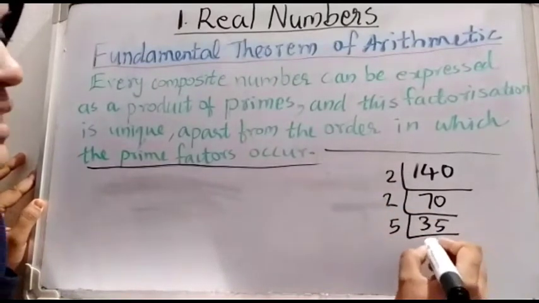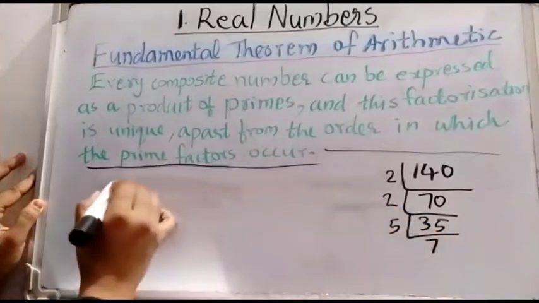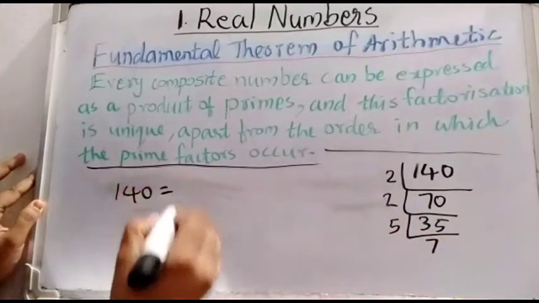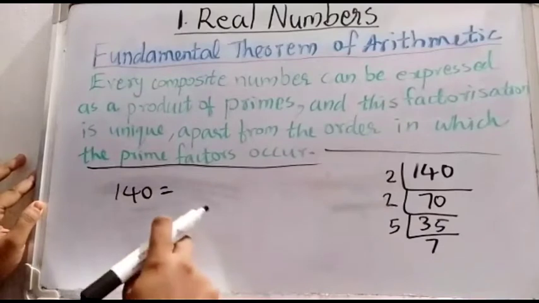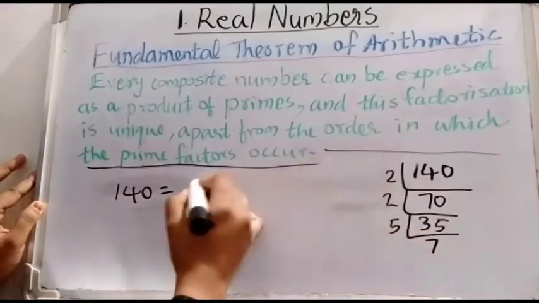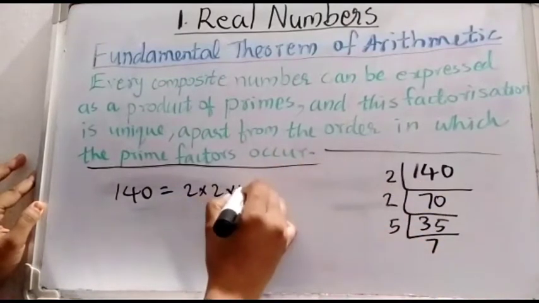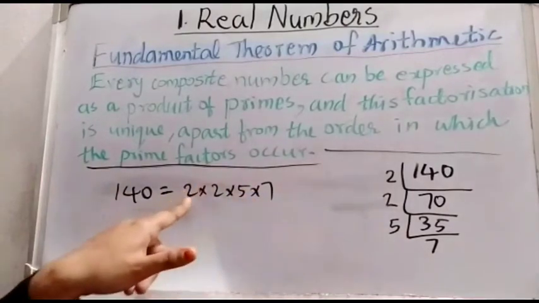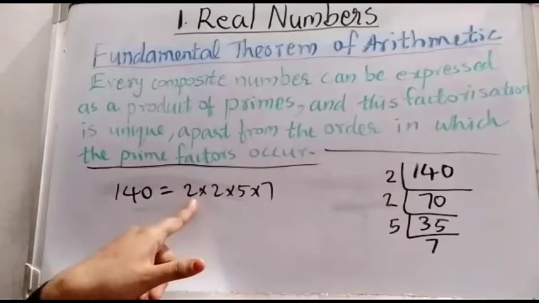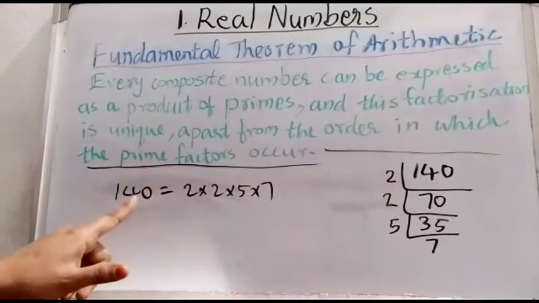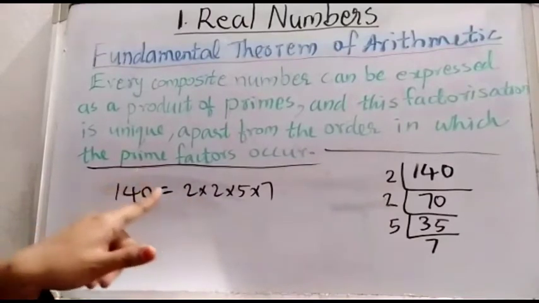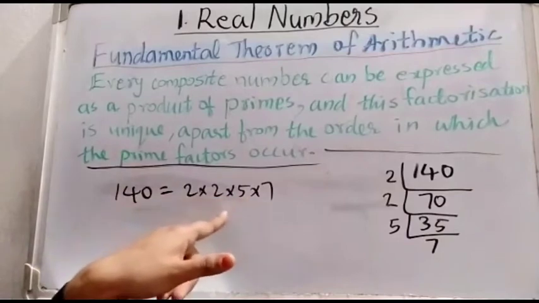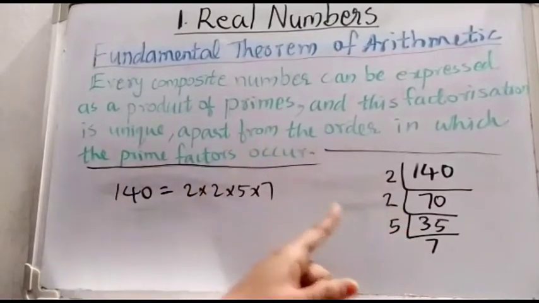5, then 7. So 140 is a composite number, and we can express this 140 as the product of its primes: 2 into 2 into 5 into 7. All these numbers are prime numbers. So we can express this composite number 140 as the product of its prime factors only. Don't use composite factors.